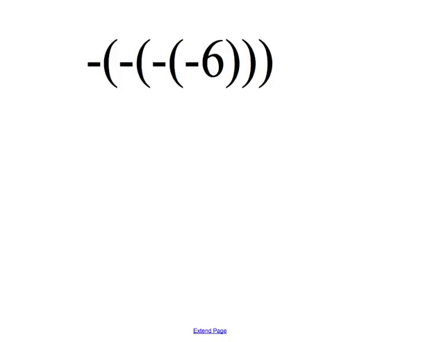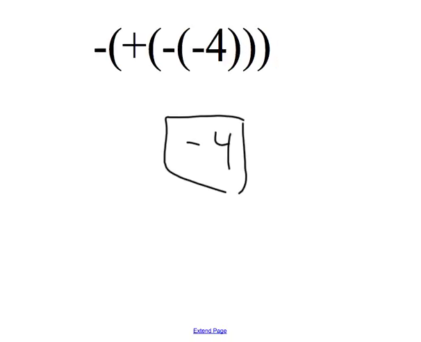Delaney, what's this going to be? +6. Why? Because there's an even number of negative signs. Oh, I didn't get rid of the answer on that one. My bad. Well, that's easy.